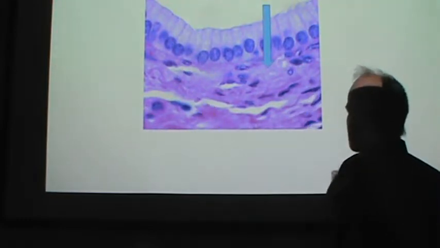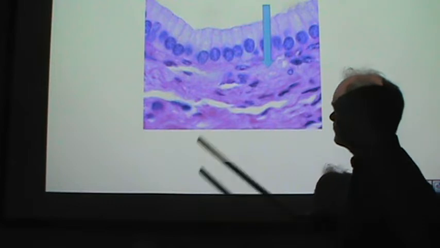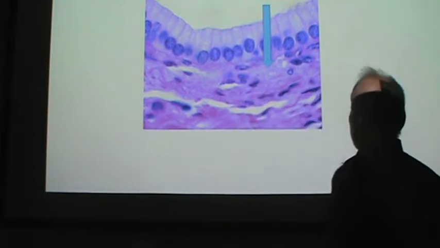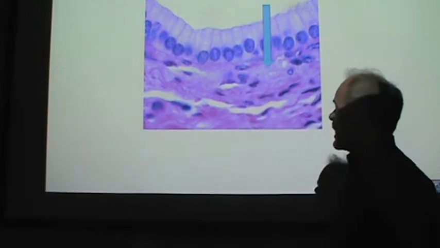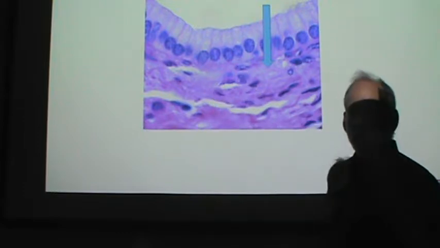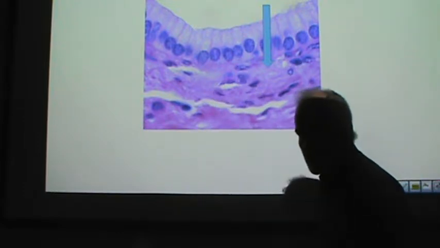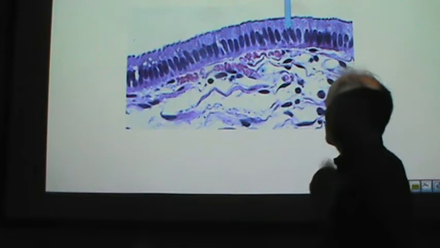This would be one. And what's the shape? Those are columns. So this would be simple columnar. And again, beneath this would be the areolar connective tissue that we always have. Okay. How about this one?